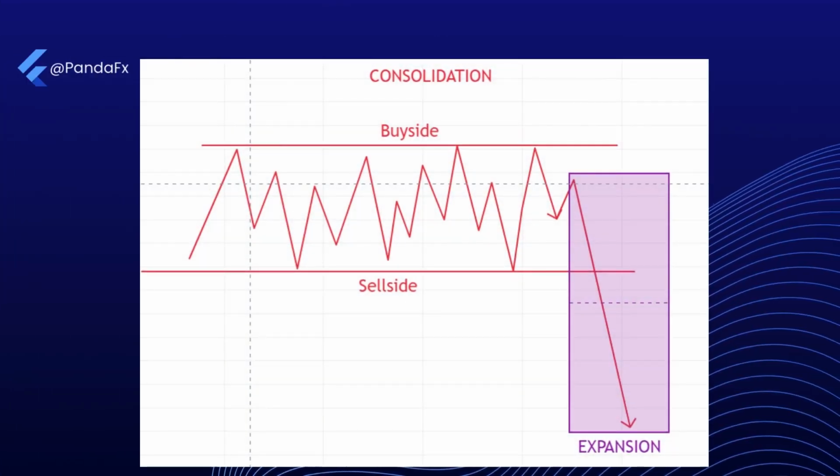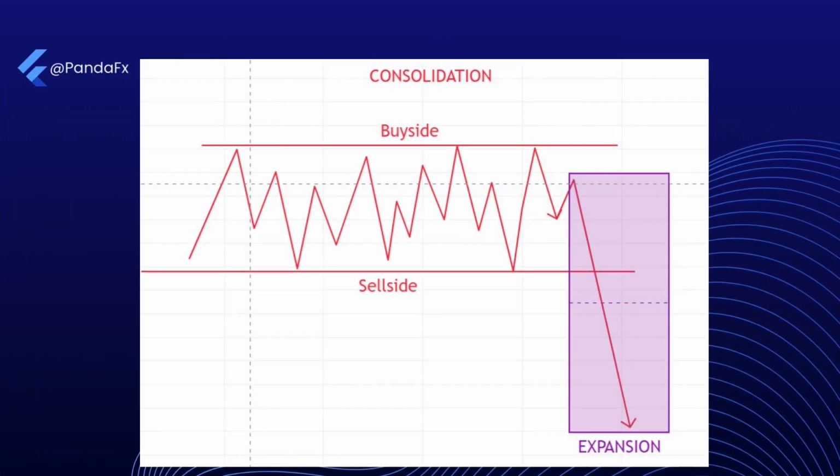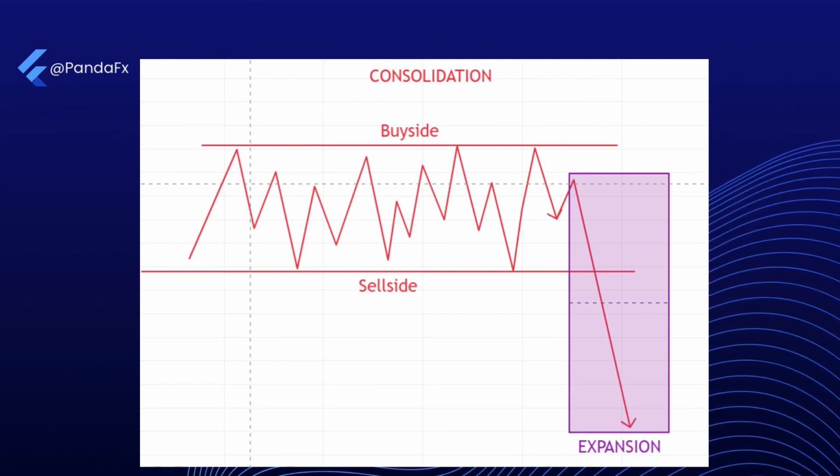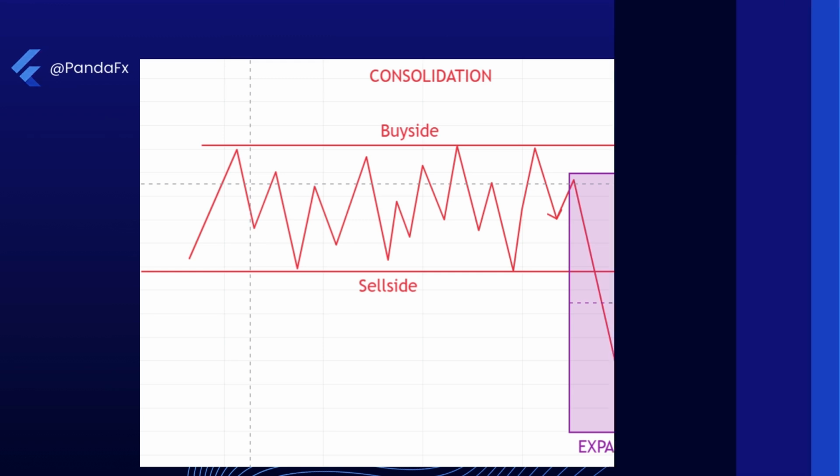So this is a typical example of an expansion event. This is an expansion to the downside. Looking at it, we saw price move from the consolidation zone and then expand towards the sell side, target the sell side, take it out and keep going down with velocity displacement. So this is a typical example of expansion to the downside.